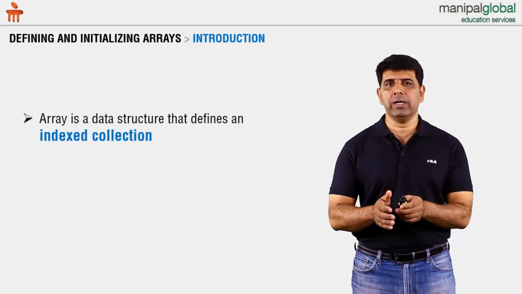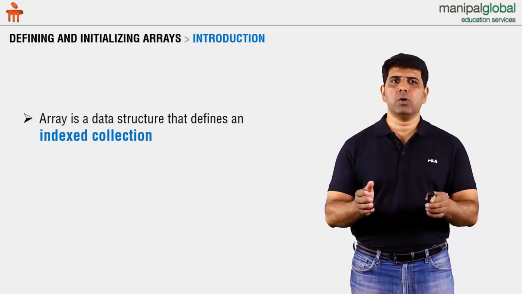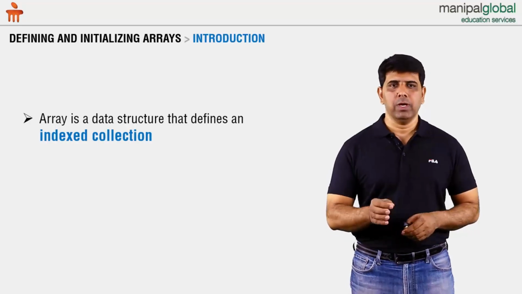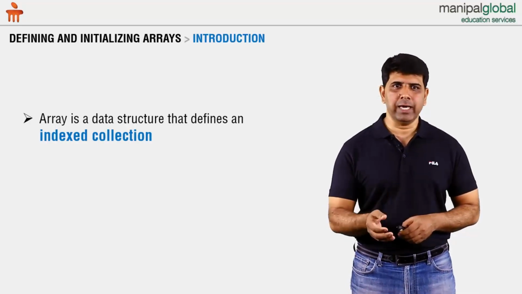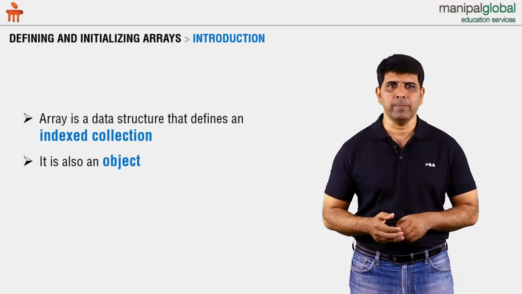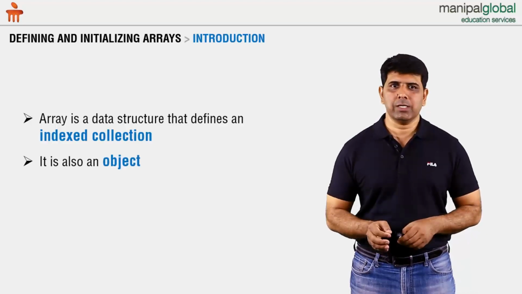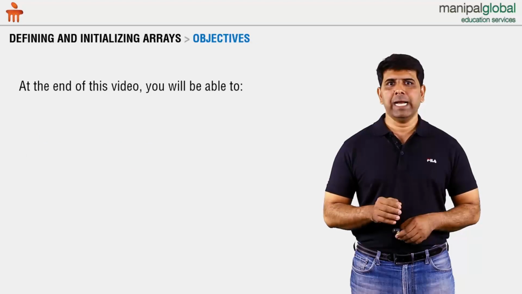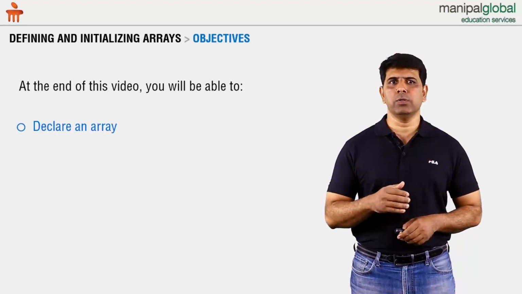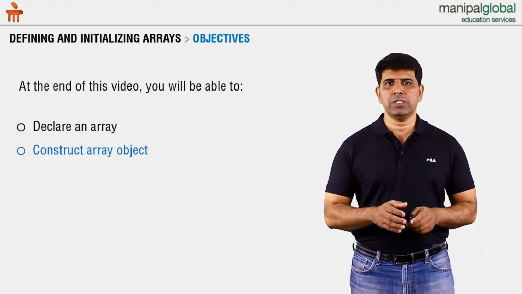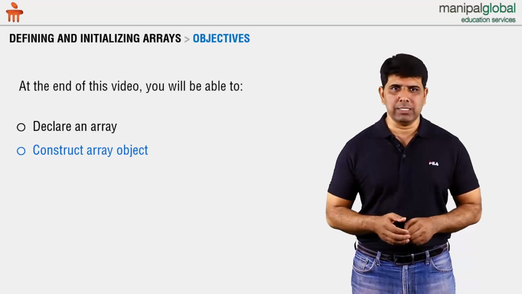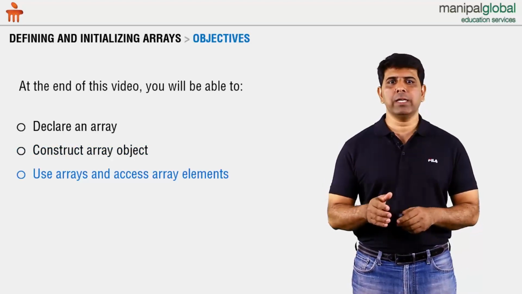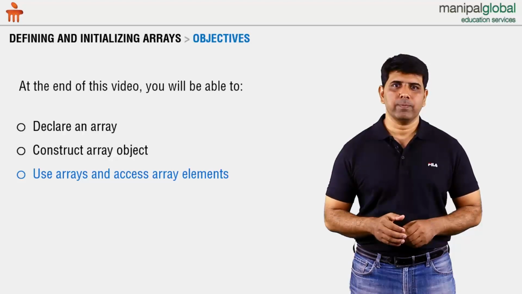So, arrays are declared as one single variable but hold a bunch of values. It is accessed via something called an index, so we call it an indexed collection. Now, it is also an object in Java. At the end of this video, you should be able to declare an array, construct an array object with some initializations, and use arrays and access array elements.